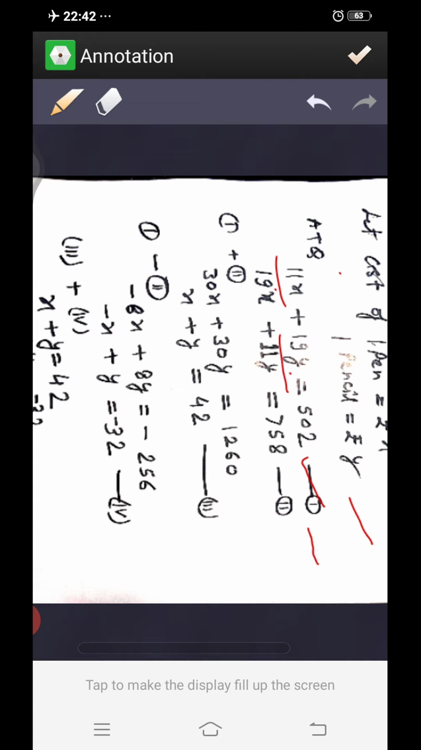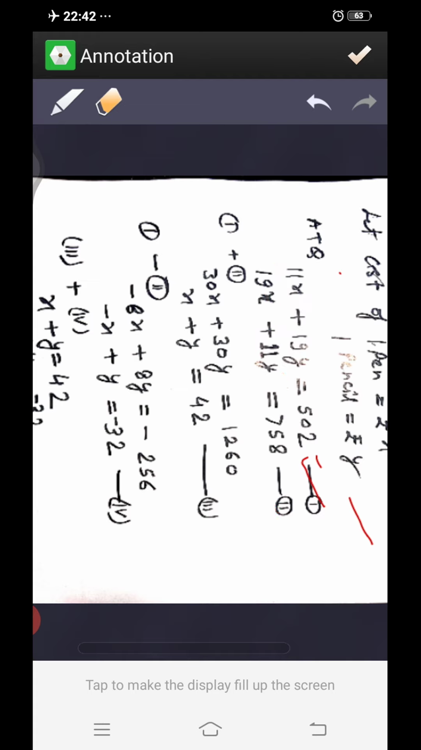That is equation 1. Then second condition says cost of 19 pens, that is 19x, plus cost of 11 pencils, that is 11y. Total is equal to 758. So we get here second equation. Now we can see here the coefficients are exchanging. Coefficient of x has gone to y and coefficient of y has gone to x. In this condition, always we do a simple method, add both the equations first. We add both the equations first.